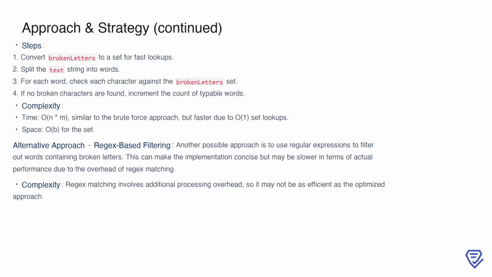First, we convert the broken letters into a set, which ensures fast lookups whenever we need to check if a character is broken. Next, we split the input text into words, just like in the brute force method. Then, for each word, we iterate through its characters and check them against the broken letters set. If none of the characters are found in the set, the word is considered typable, and we increment the count.